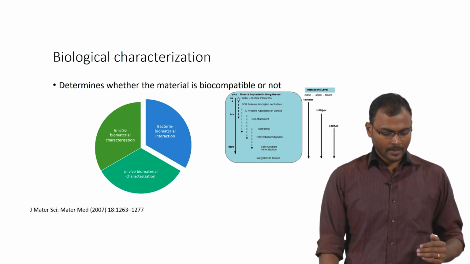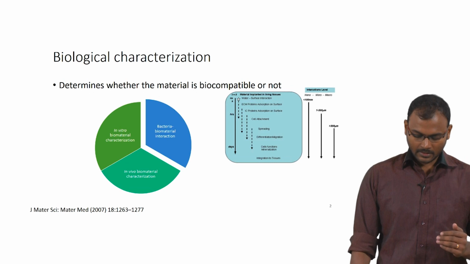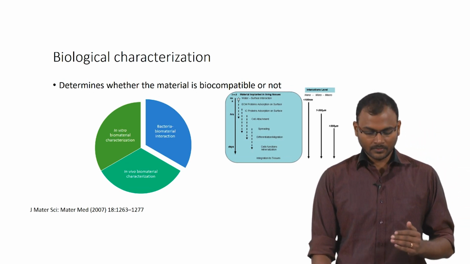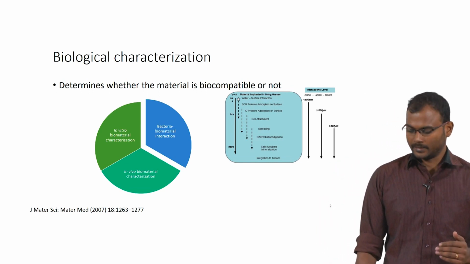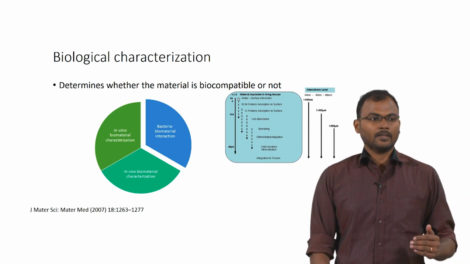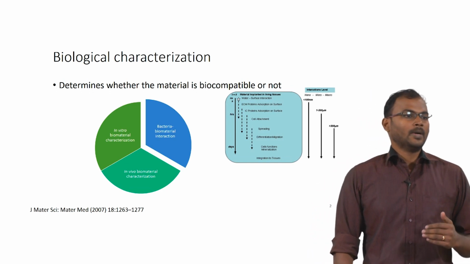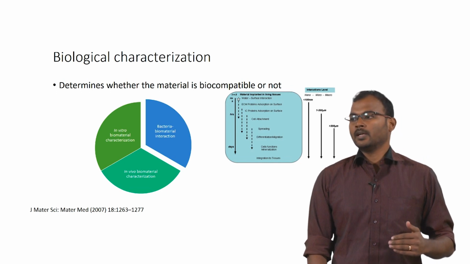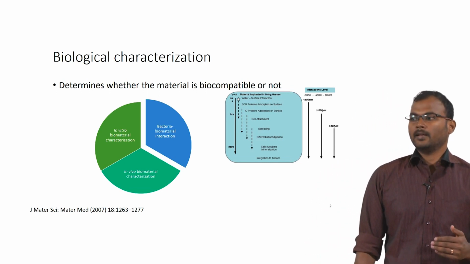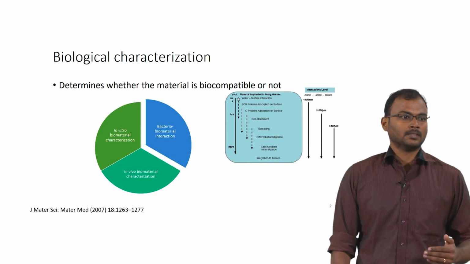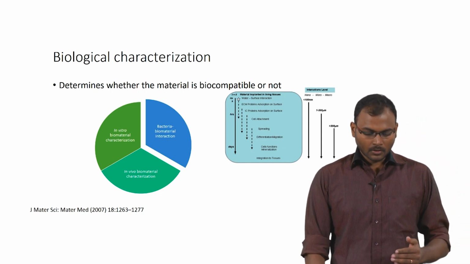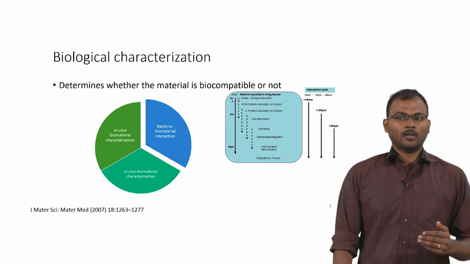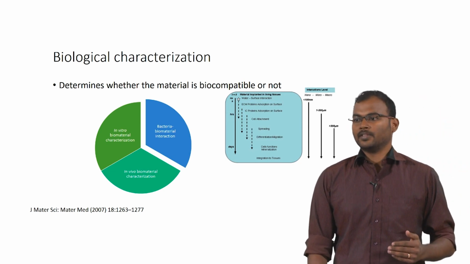In biological characterization there are three major categories. One is in vitro biomaterial characterization and another is in vivo biomaterial characterization, and apart from this there is a separate section which is bacteria biomaterial interaction. In vitro is where you will do all the biological experiments in a lab-scale environment. In vivo is where you will experiment with the material in animal models like rat, pigs, canine species and so on. Bacterial interaction is mainly needed when you are looking at infection on the material surfaces.